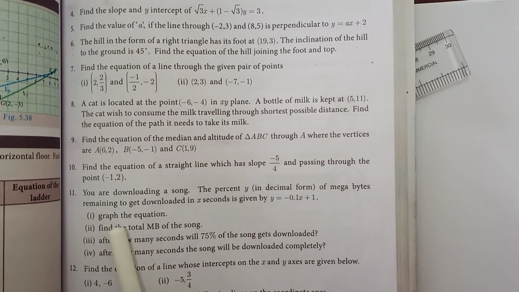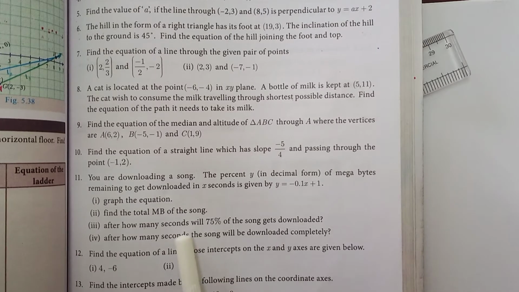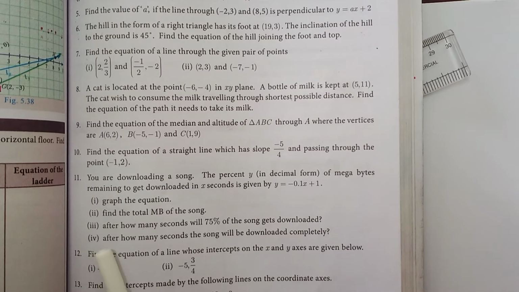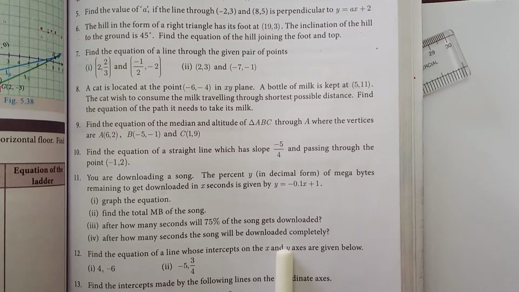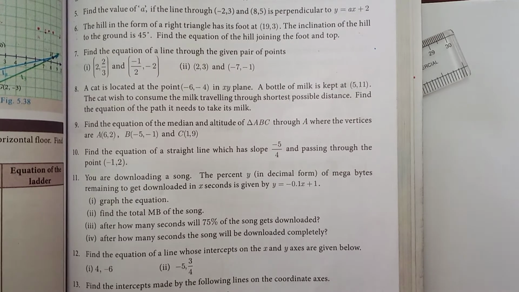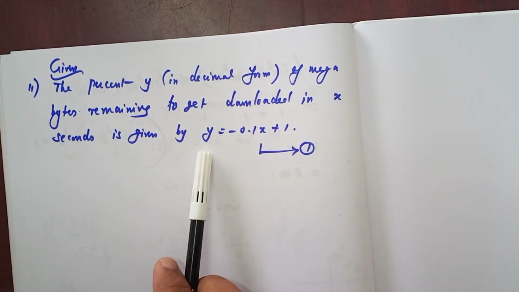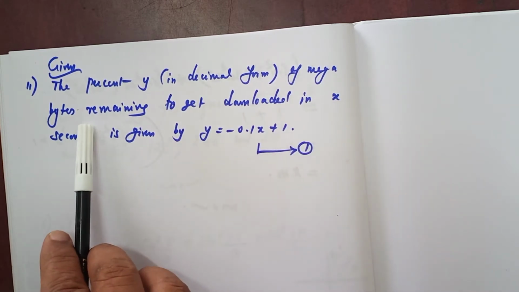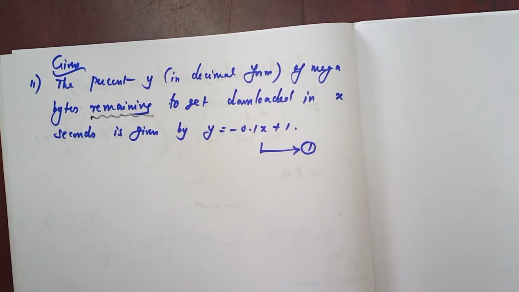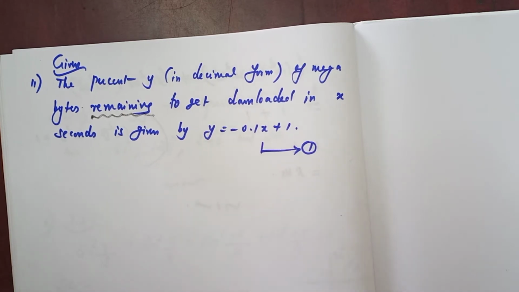First subdivision, graph the equation. Second one, find the total MB of the song. The third one, after how many seconds will 75% of the song get downloaded? And the fourth one, after how many seconds will the song be downloaded completely? So we can see one by one. So here is the equation, y in terms of x. Here y refers to the percent of megabytes remaining to get downloaded in x seconds. Here x refers to time taken.